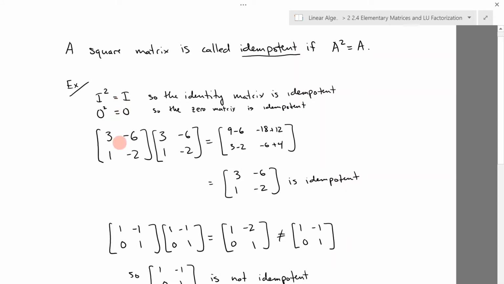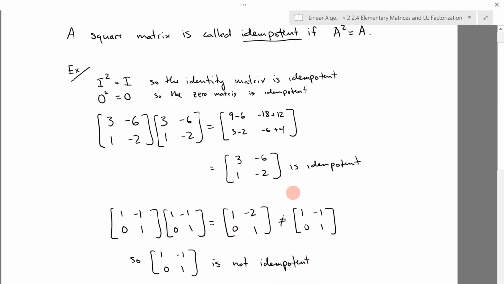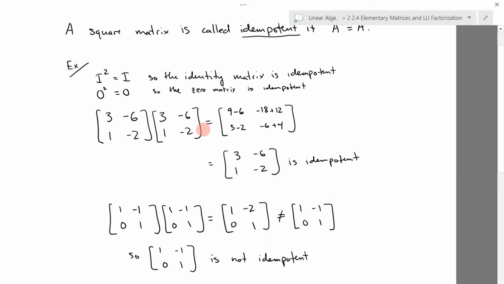But here, I give you this matrix here, 3, negative 6, 1, negative 2. It's a 2 by 2 square matrix, and if you multiply it out, you can see that the resulting matrix is the matrix itself, right? So this matrix is idempotent. So you can do the calculation. You get 9 minus 6 is 3, then negative 18 plus 12 is negative 6, then 3 minus 2 is 1, then negative 6 plus 4 is negative 2. So this matrix is non-trivial, and it is idempotent.